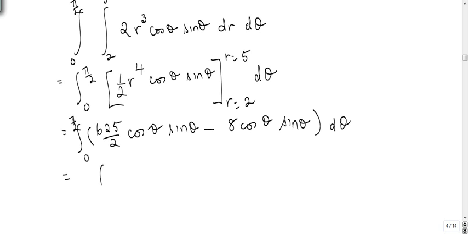So when you subtract, what do you get? And you know I'm going to put this thing outside the integral, okay? It's in the way. 625 over 2 minus 8 is 609 over 2. Let's put it outside. So cosine theta sine theta d theta. Aha! We have to integrate cosine theta sine theta.